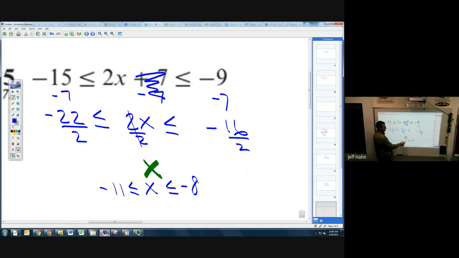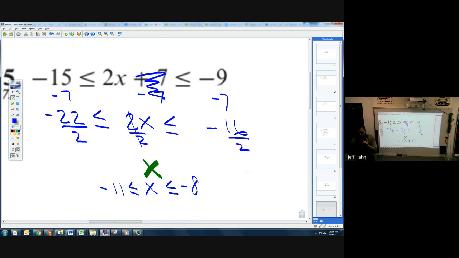And how do you say this? X, everybody repeat after me. X is greater than or equal to -11, and X is less than or equal to -8. Now, a couple things. That doesn't make a lot of sense because this is the less than sign and you said it was greater than, but the alligator is eating the X. So X is actually greater than or equal to -11 and X is less than or equal to -8.